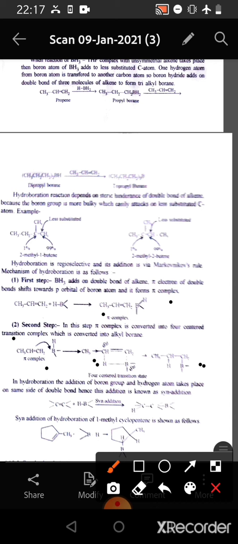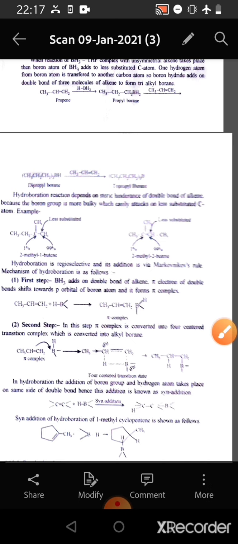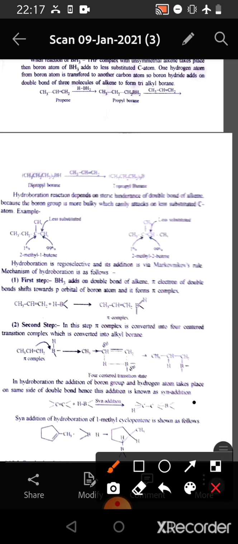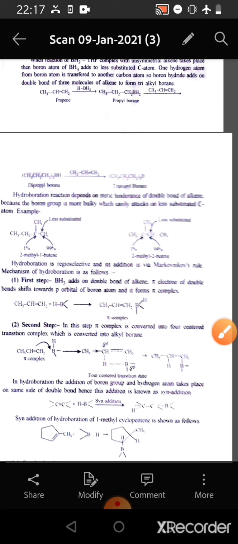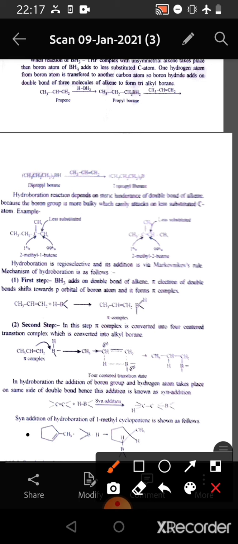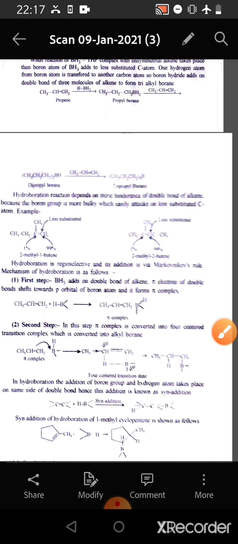In hydroboration, the addition of boron group and hydrogen atom takes place on the same side of the double bond, hence this addition is known as syn addition. Syn addition of hydroboration of 1-methylcyclopentane is as this. This is all for today.